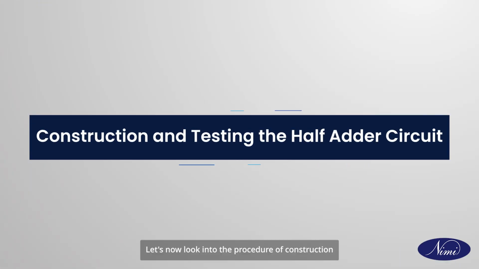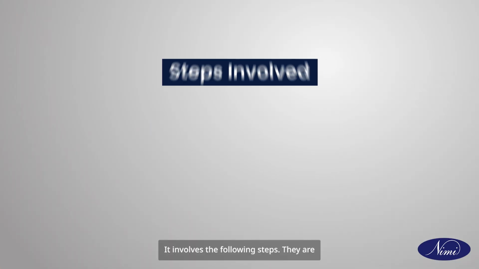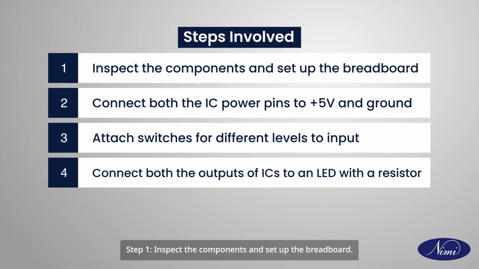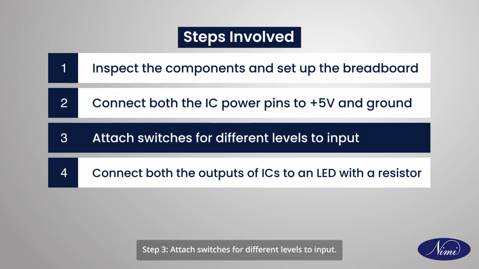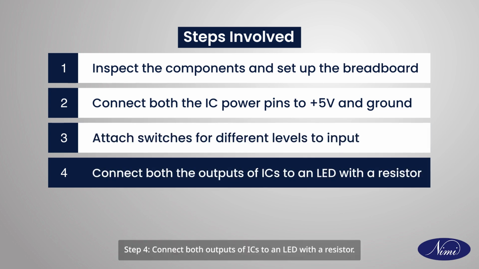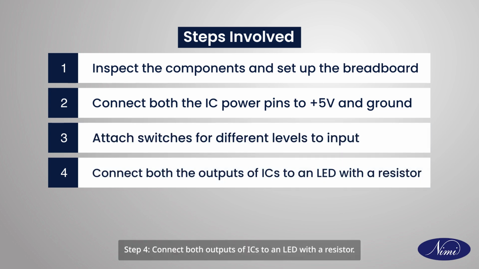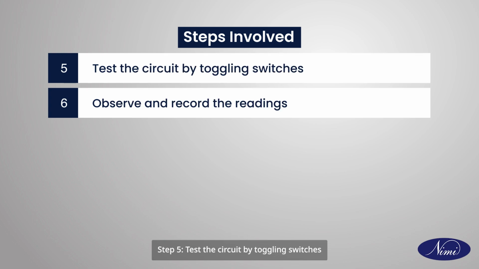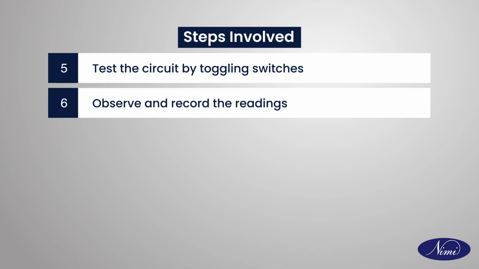Let's now look into the procedure of construction and testing of the half adder circuit using ICs. It involves the following steps. Step 1. Inspect the components and set up the breadboard. Step 2. Connect both IC power pins to plus 5 volt and ground. Step 3. Attach switches for different levels to input. Step 4. Connect both outputs of the ICs to an LED with a resistor. Step 5. Test the circuit by toggling switches. And Step 6. Observe and record the readings. Let us now look at each step in detail.